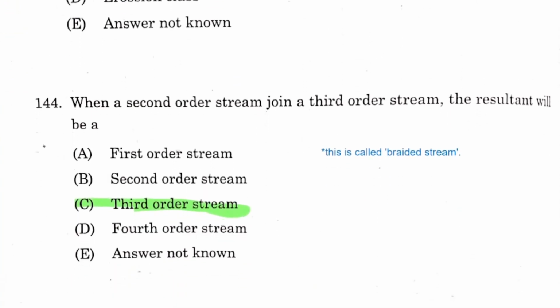Next question is question number 144. When a second order stream joins a third order stream, the resultant will be a third order stream, and it is also called a braided stream.